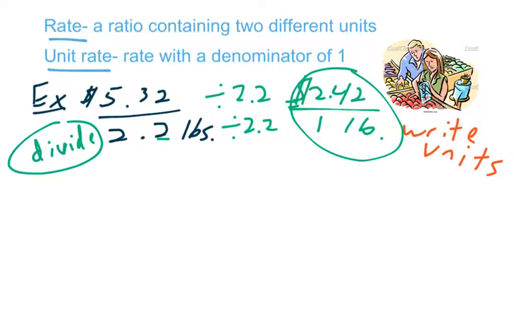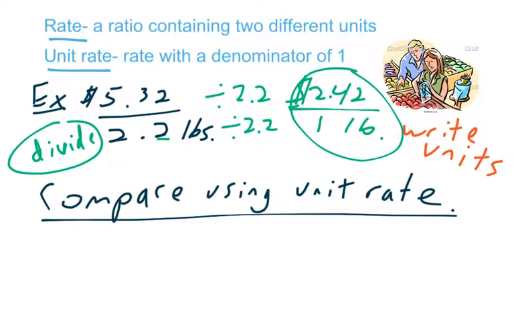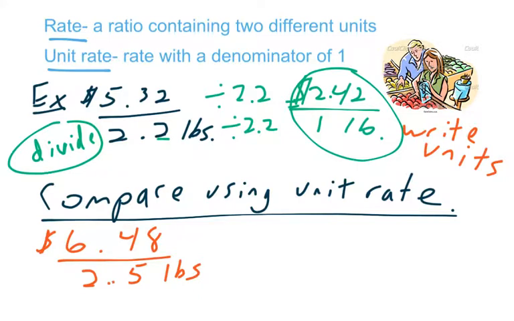And the nice thing is we can compare using unit rate. So those apples were $2.42 per pound. If I had another ratio here, let's say I had $6.48 for 2.5 pounds of apples, which one is the better deal? Well, just finding that unit rate is going to help me compare them. So we'll see if 2.42 is a better deal or if whatever this is a better deal.